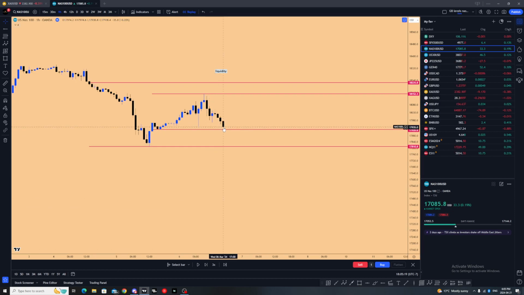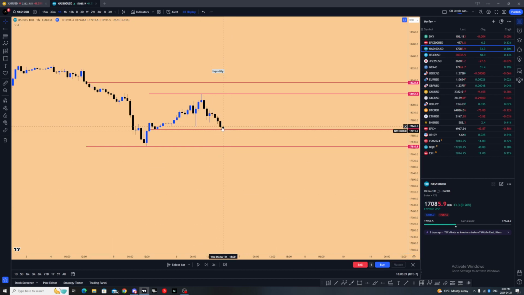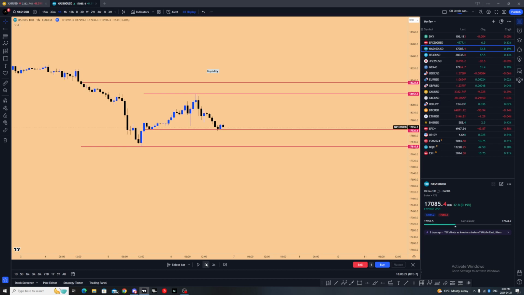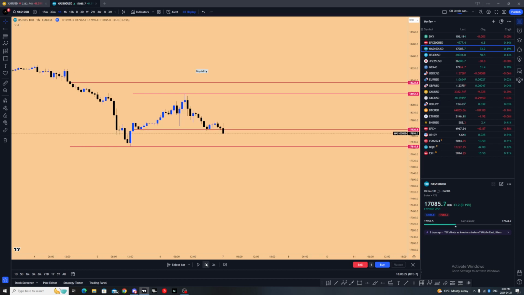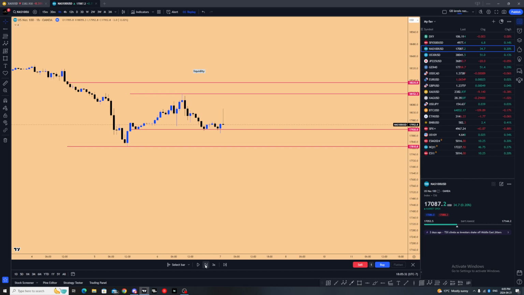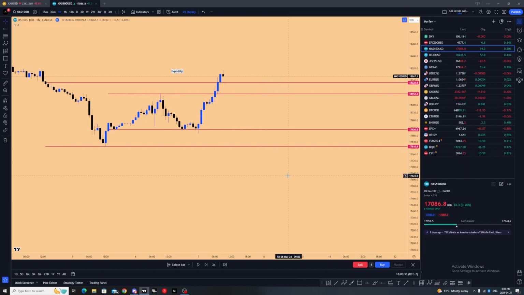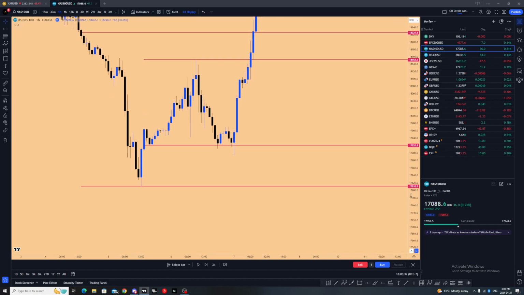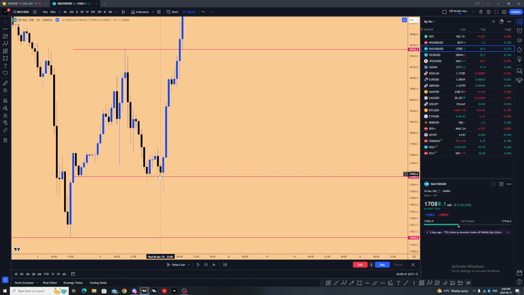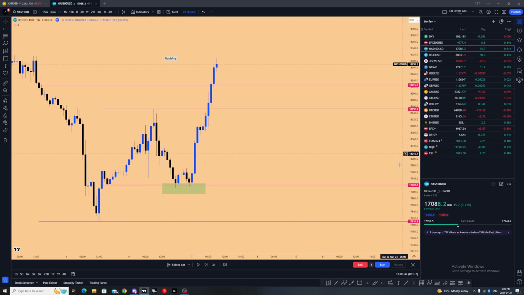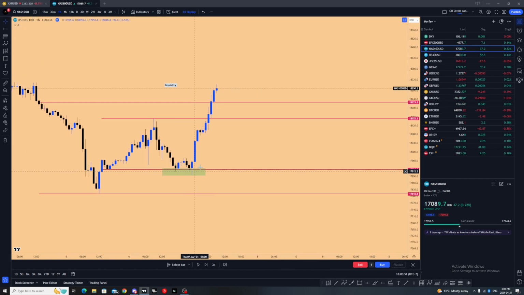What is it doing? It's going lower, right? Tags this low, goes lower again. So do you see what I'm trying to explain here? This was what you call a classic stop run. Anybody who tried to short the market over here was blown out of the water, and immediately the market went against them to the upside.